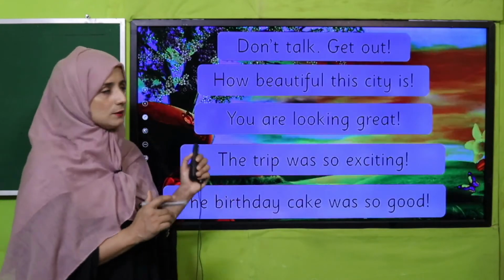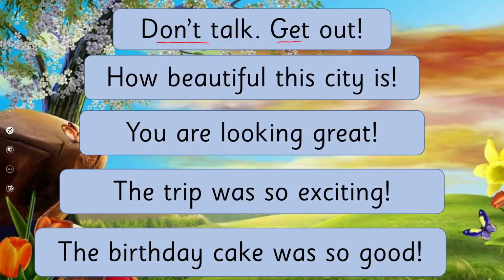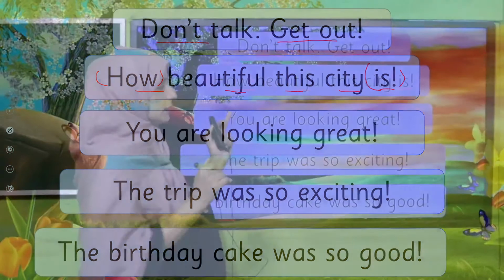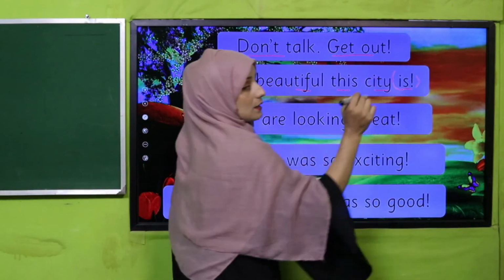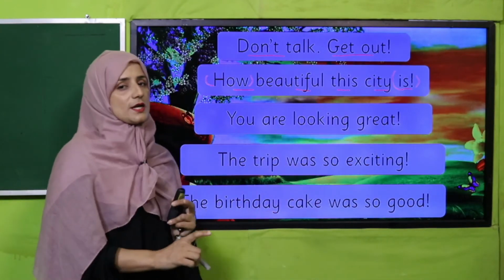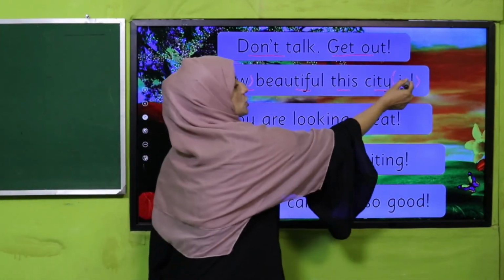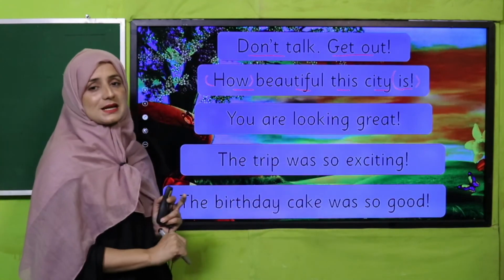See in the example, "Don't talk, get out!" Okay, this is anger, but we should not be angry, keep it in mind. "How beautiful this city is!" So you can judge that this sentence will tell you, my dear students, that this is an exclamatory sentence. You will not see how it is being used at the start. If I keep a question mark there, then it will be an interrogative sentence. Good. Due to the punctuation mark, we will know which type of sentence this is.